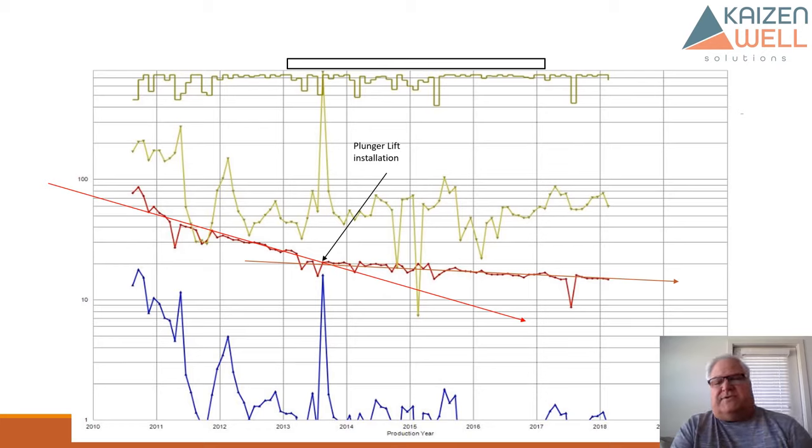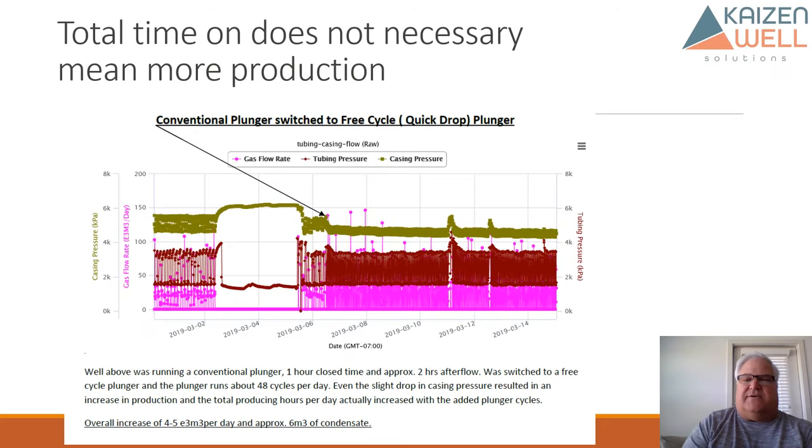Here's some examples, and we see this pretty well on every horizontal well we work on. This is your decline rate, or this is the gas production rate. And after we put a plunger lift in it, it changes the way it's declining. And we see that over and over and over. And it's important to know that early intervention will make that change to that decline rate and impacts a well's production.